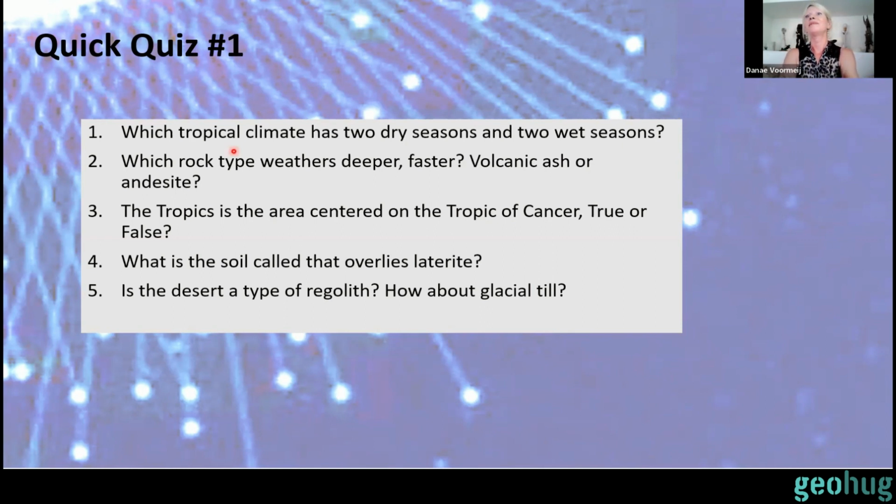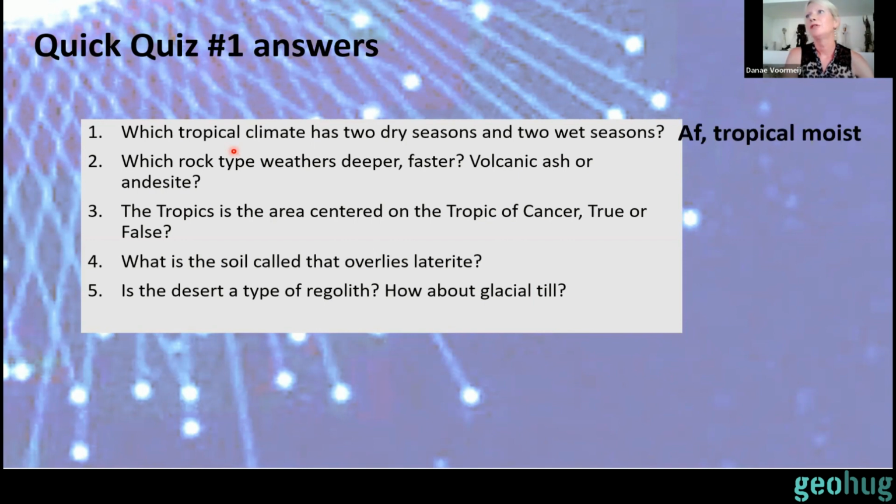Which tropical climate has 2 dry seasons and 2 wet seasons? Which rock type weathers faster, deeper, volcanic ash or andesite? The tropics is centered on the Tropic of Cancer, true or false? What's a soil called that overlies laterite? Let's see who paid attention, even though we haven't covered the layers yet. Is the desert a type of regolith? And how about glacial till? All right, so let's take a look at the answers.